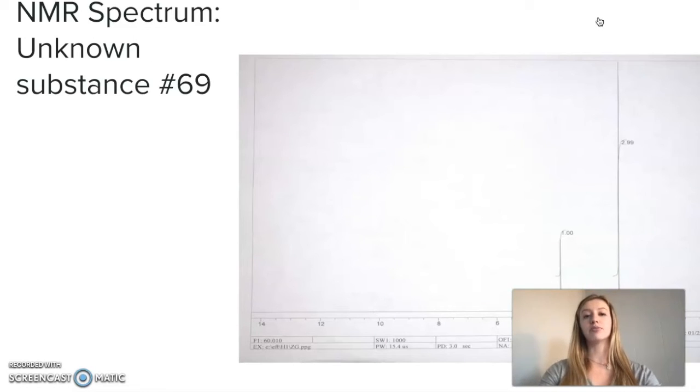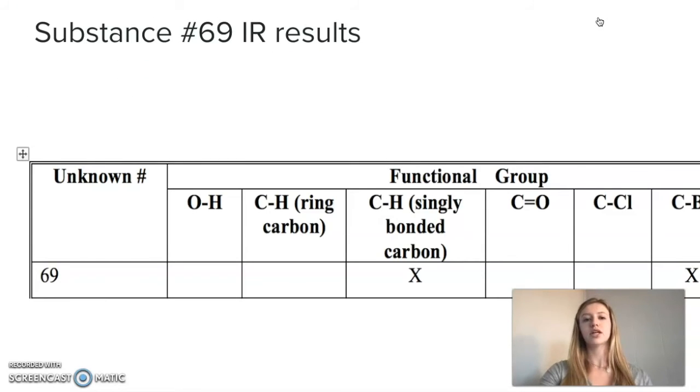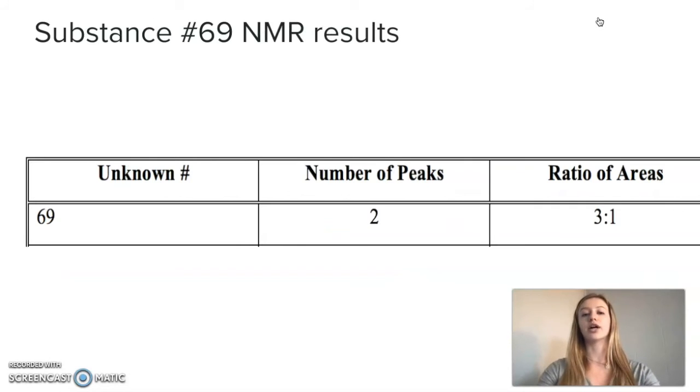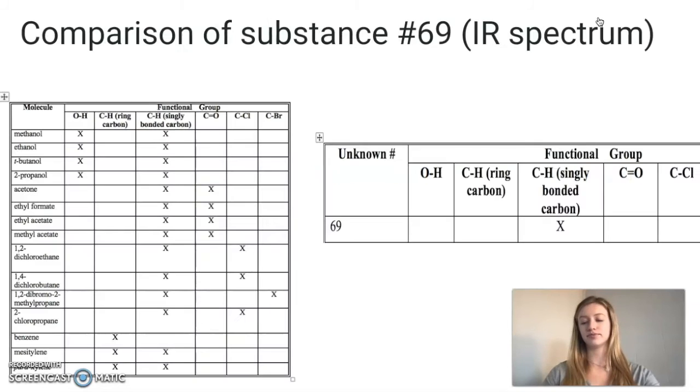In this graph, the number of peaks and the ratio of areas are shown. The number of peaks is 2 and the ratio of areas is 3 to 1. Table 3 is showing the different functional groups that were found in the unknown substance, number 69. Carbon, hydrogen, singly bonded carbon, and carbon-bromine were found in this substance. Table 4 is showing the number of peaks and the ratio of areas of the unknown substance, number 69. The number of peaks is 2 and the ratio of areas is 3 to 1.